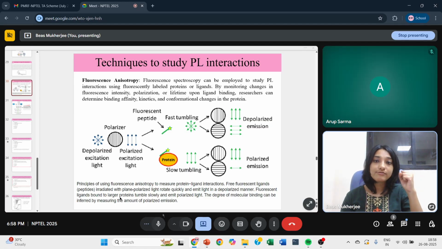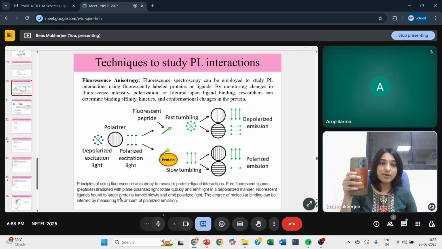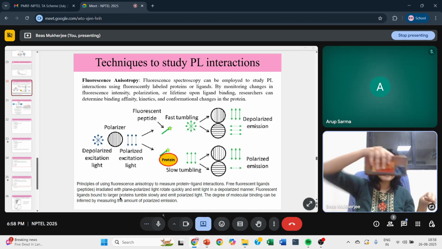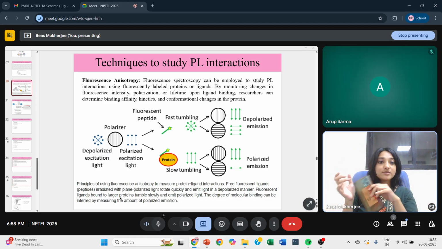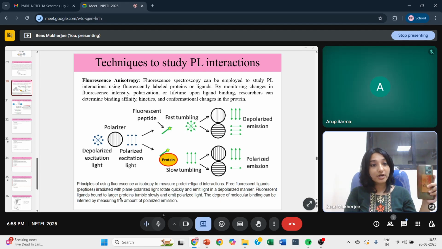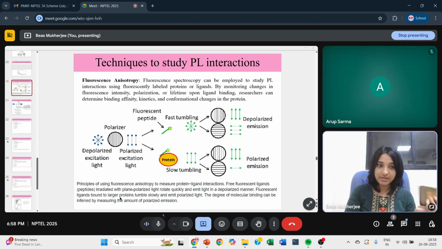So if it is tumbling very fast, then it is giving depolarized light. Initially the light was in this way, and the protein is tumbling very fast because it is a free protein, and this is the light that you are getting. So this is depolarized. But if the protein is very slowly tumbling, then within the interval that you are measuring, it is tumbling so slowly because there is a complex. It is now a big complex. It is tumbling so slowly that if you are giving light in this way, it comes out in this way again. So that is polarized emission. It is not able to depolarize the light or bend the light.